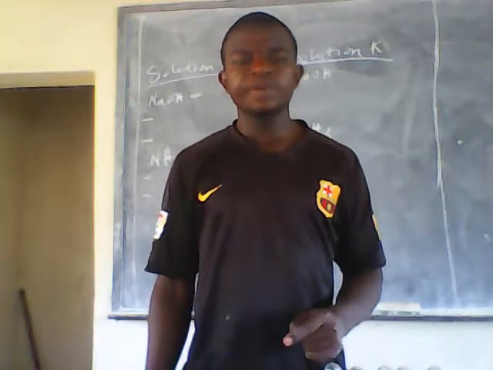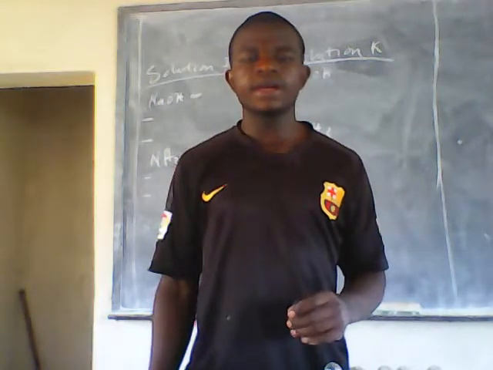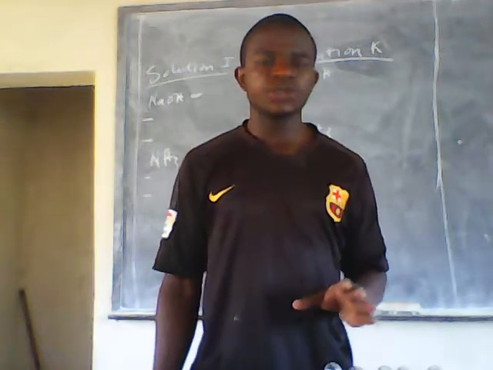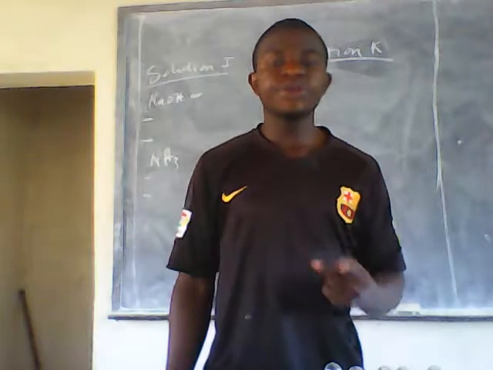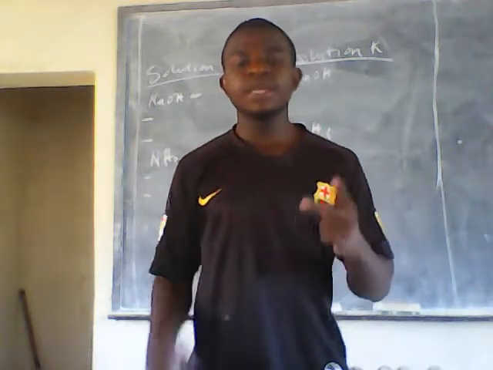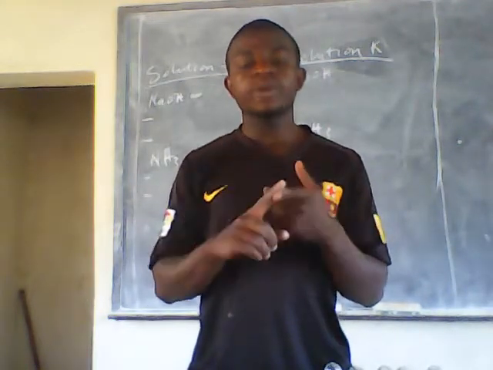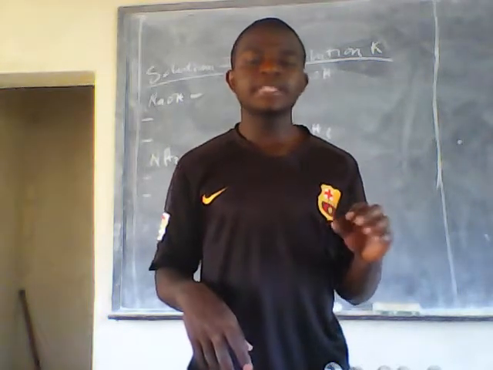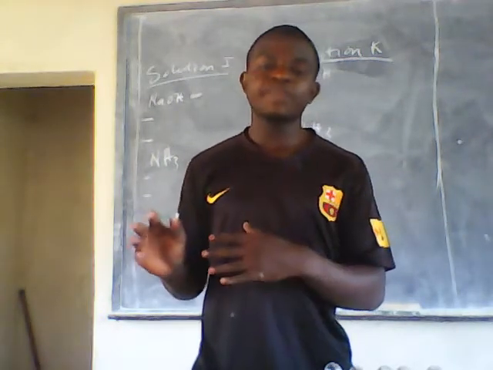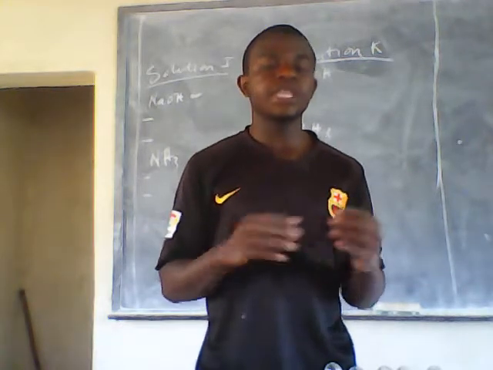I'm going to do an experiment on how you can test for a cation in solution. To test for a cation in a solution, you use these two solutions: sodium hydroxide and ammonia. How you use them is that you place a portion of the solution that you have been told to identify the cation in into the test tube.